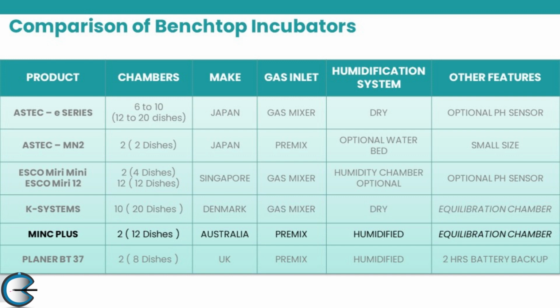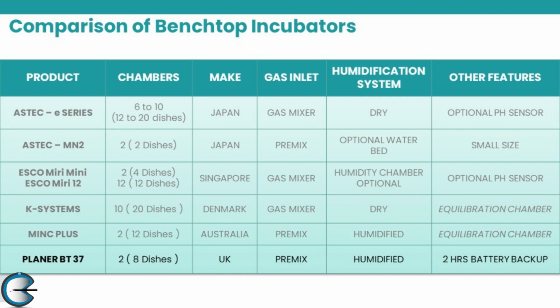The next one is Minc Plus, with the newer version having 6 dishes per chamber. So the total number of dishes that you can culture is 12. Well, there are pros and cons of having too many dishes per chamber, right? Minc is made in Australia. It uses a gas premix. It is again a humidified incubator, with the good part of having an equilibration chamber inbuilt.